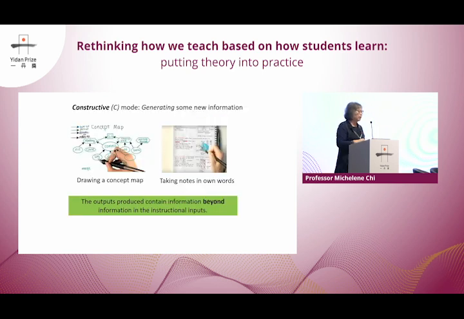The third one is constructive mode, where you're actually generating some new information beyond what was presented. This new information is just additional information. It doesn't mean new to the content domain. So you could be drawing a diagram if one wasn't presented. You could be drawing a concept map, and so forth. You could be explaining to yourself.